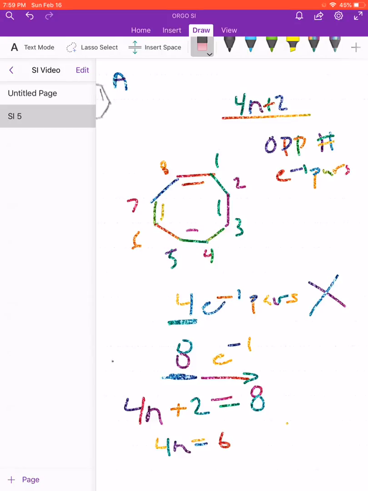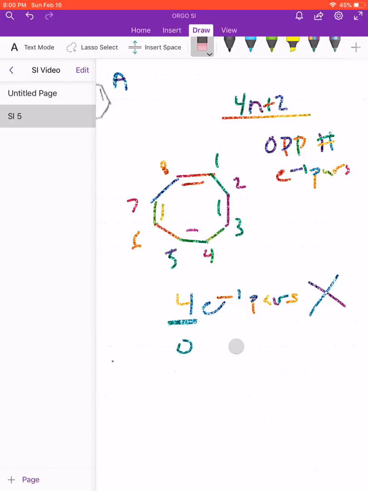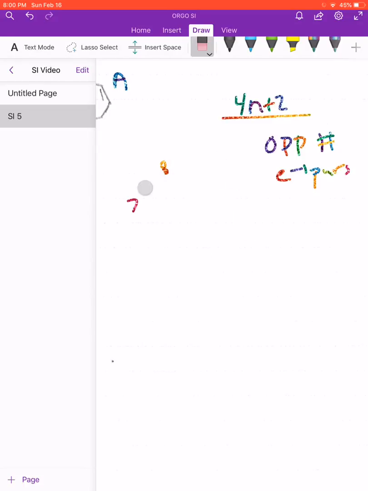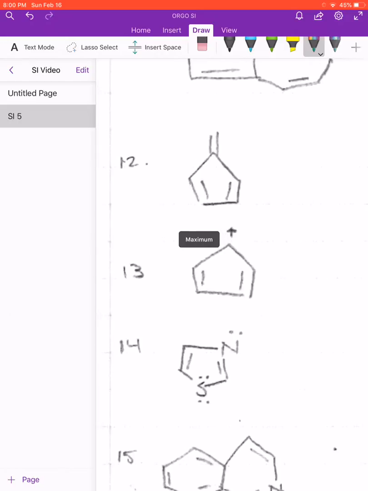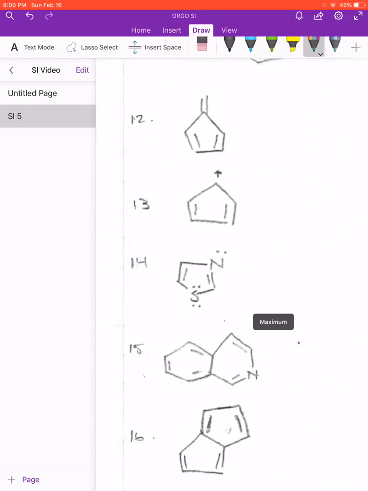So I hope I'm making myself clear. I really hope so, but let's try to work out some other problems to see if we can better understand aromaticity. At this point, hopefully you've also looked at criteria for a molecule that is anti-aromatic and for criteria of a molecule that's non-aromatic. So what about this molecule right here? Number 12. Is this aromatic or anti-aromatic?